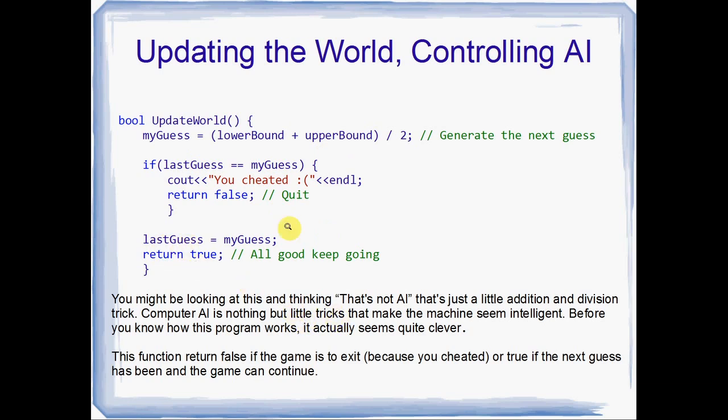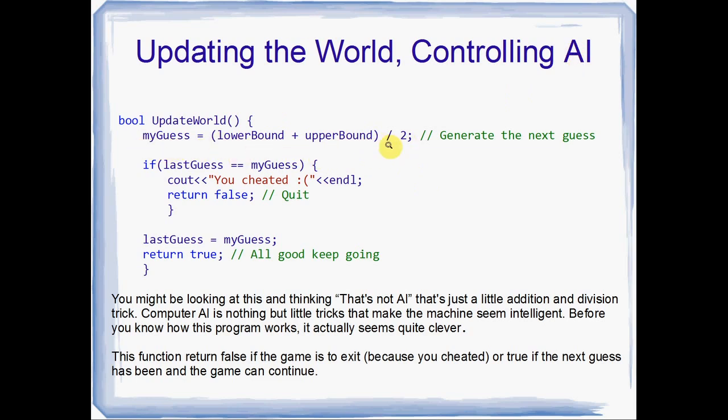Yeah, fair enough. So this AI here, you might look at that and say, well, that's not artificial intelligence. That's not AI. That's just a stupid trick. But that's exactly what AI is. It's a trick. The computer can't think. It's all tricks like this.